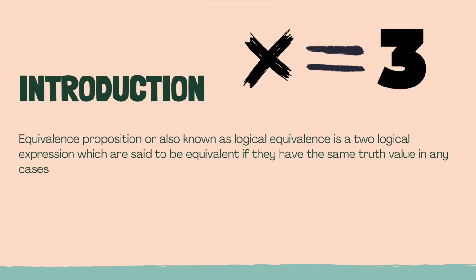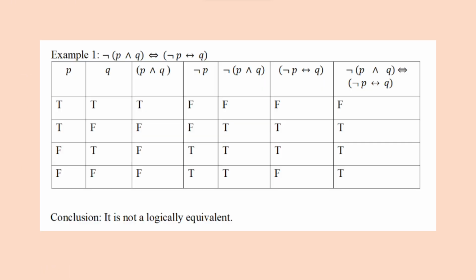So the introduction of our project is that equivalent propositions are also known as logical equivalence. It is two logical expressions which are said to be equivalent if they have the same truth value in any cases. So we are moving on to example 1, which is not (P and Q) equals to (not P) conditional Q.